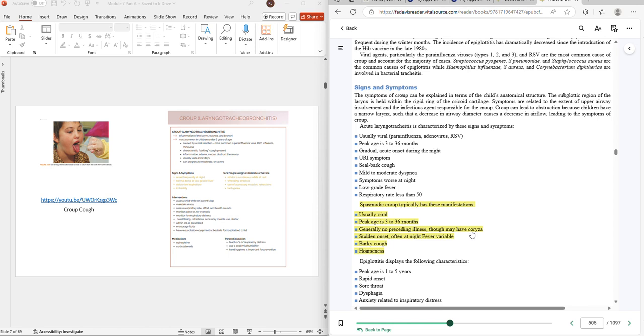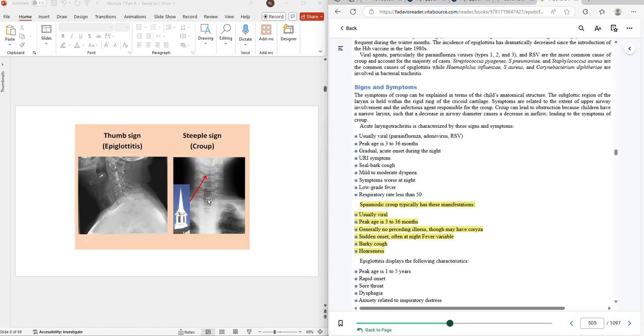Do you know what coryza is? Coryza, this word right here, is rhinitis, or a stuffy nose. So if you don't know what that word means, just make note of that. It's rhinitis or stuffy nose, okay? Congestion. But this is a harsh, barky cough. Very harsh, okay? And there's just some more information that we discussed.